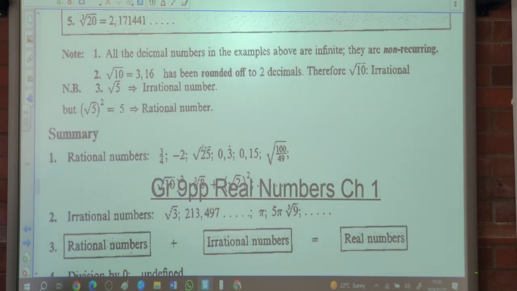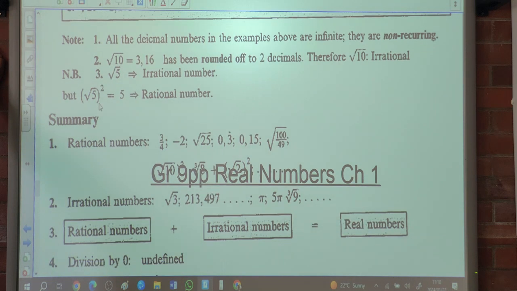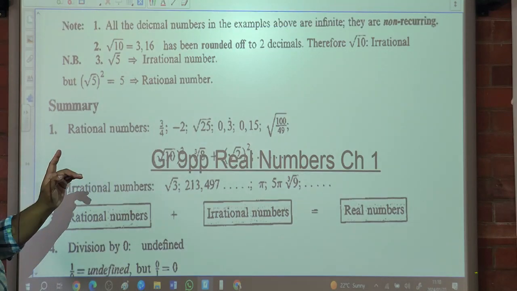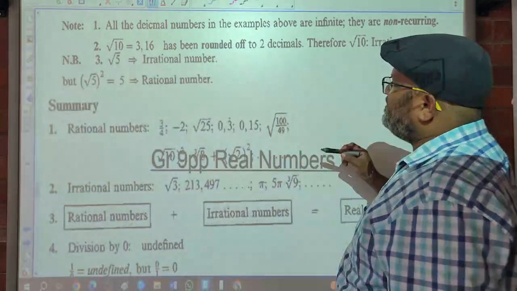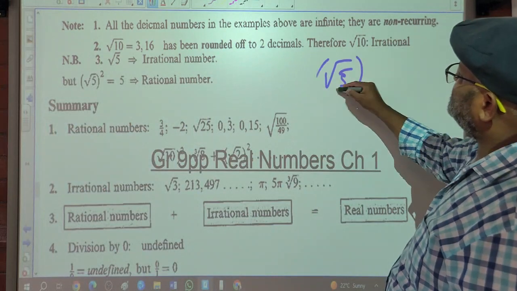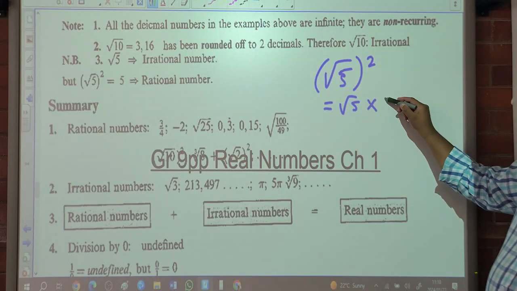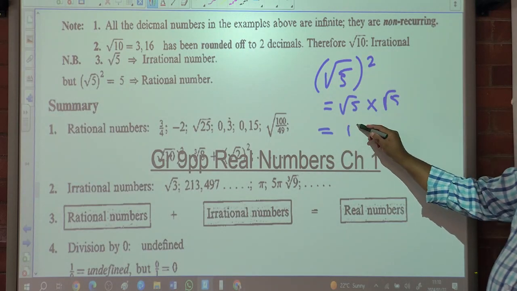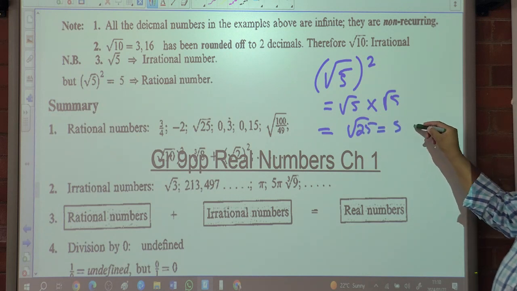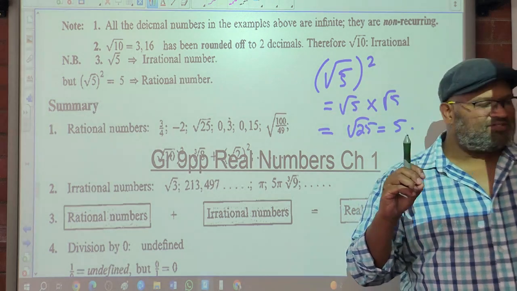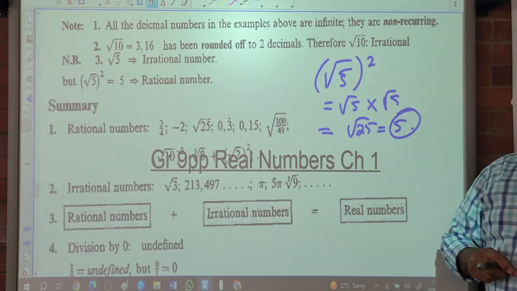Okay. All the decimal numbers in the examples above are infinite and non-recurring. Like the square root of 10 is 3,16, which can be rounded to two decimal places. Therefore, the square root of 10 is irrational. The square root of 5, we spoke about that. Now, if you're looking at the square root of 5 squared, people, what does that mean? It's going to be the square root of 5 times the square root of 5, not so? Which is the square root of 25, which is 5. So the question we should ask ourselves is, is this solution rational or irrational?